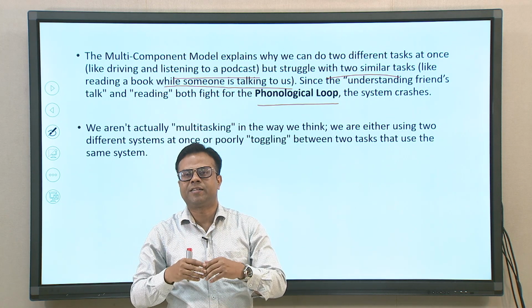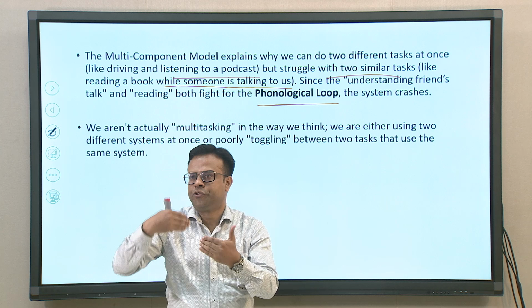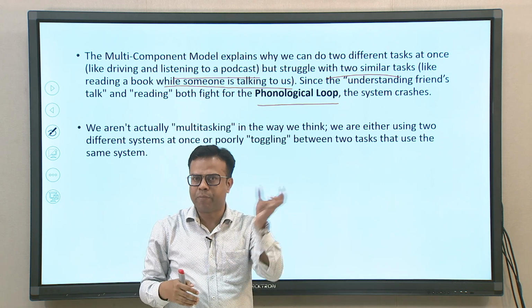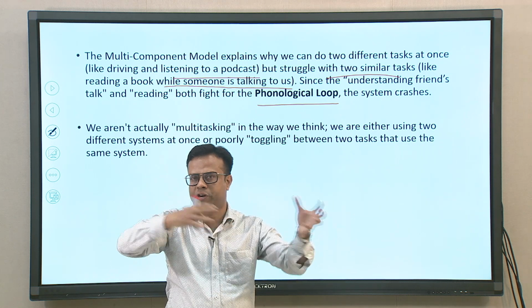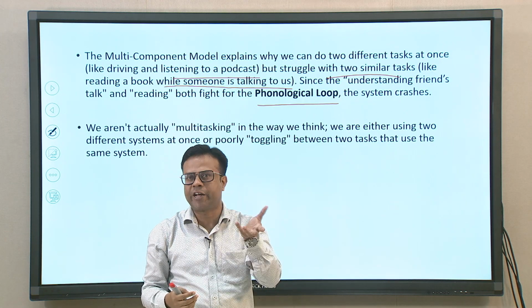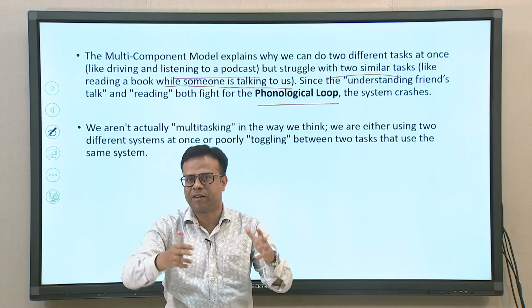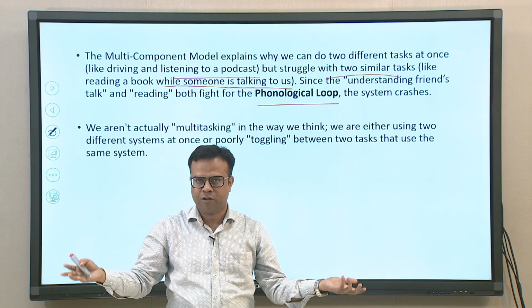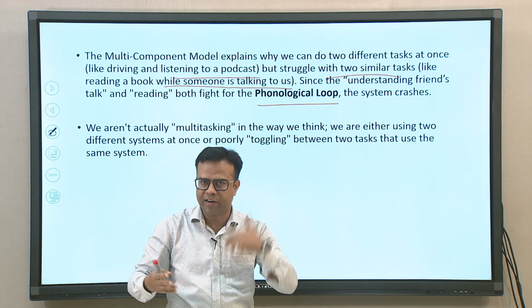But let us say you are driving, which is about seeing the road and so on, and listening to music, which is hearing. Both are 2 different systems. They are not conflicting with each other, they are not taking resources from the same system, they are taking resources from different systems. So, you can easily drive and listen to music.